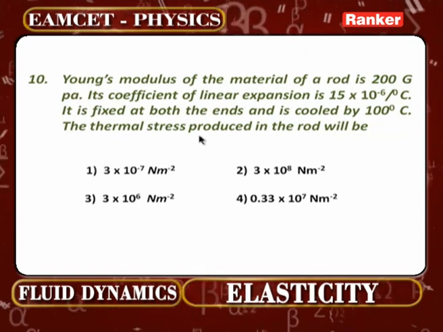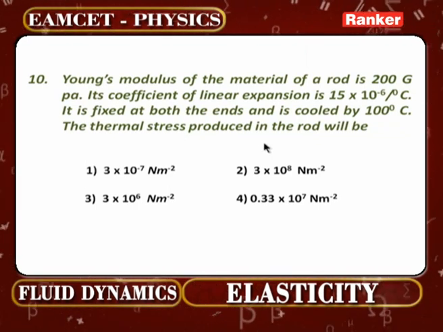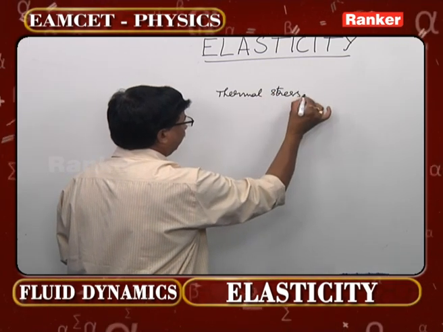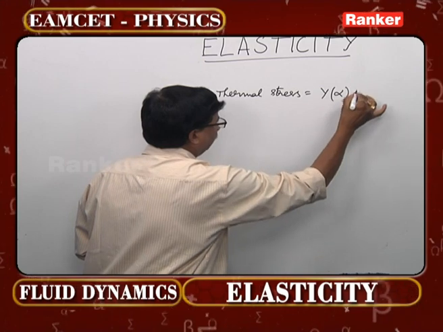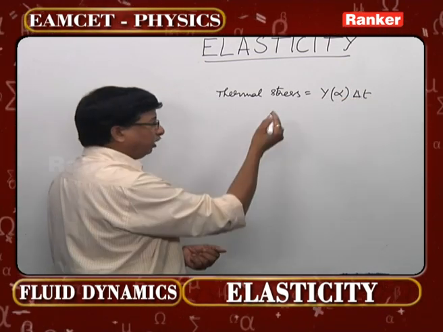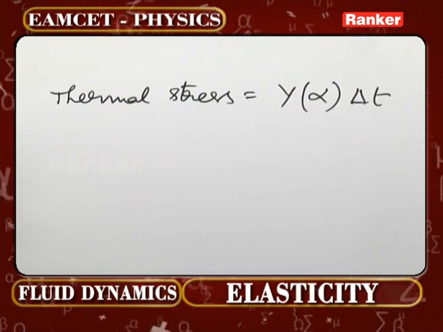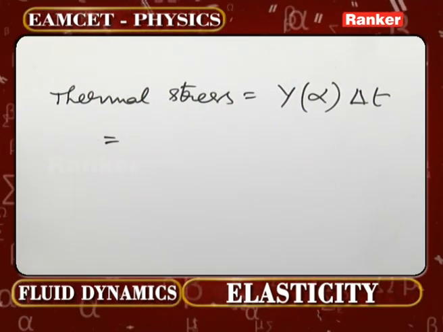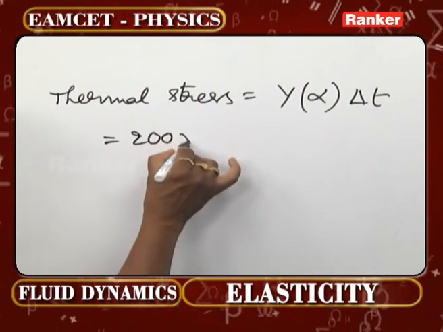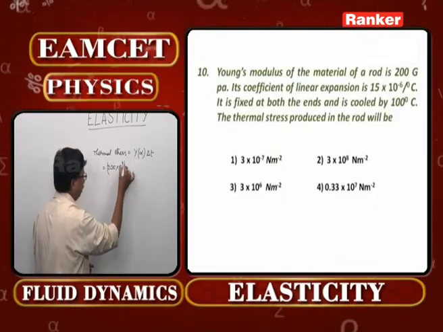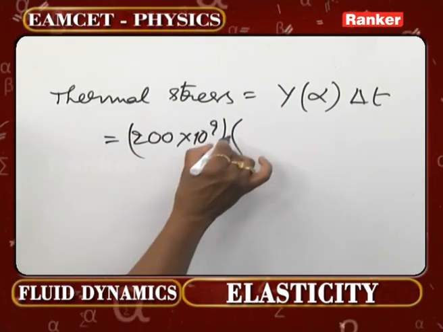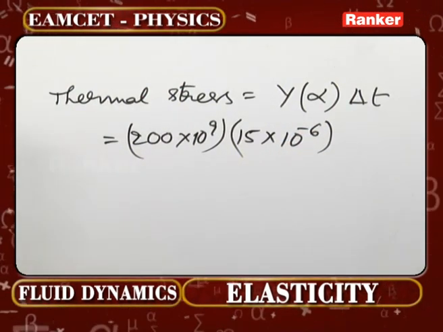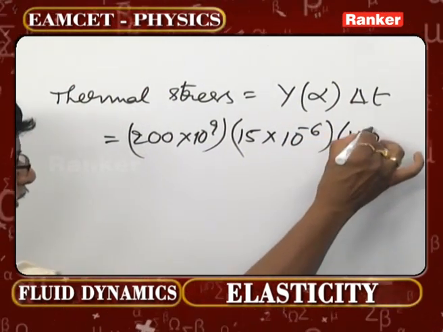The thermal stress produced in the rod will be, all of you can understand directly, thermal stress has a direct formula, Y alpha delta T. Y for Young's modulus, alpha for coefficient of linear expansion, delta T for the variation in temperature. What is Young's modulus that has been given? 200 giga, that is 10 power 9, into what is the value of alpha that is given? 15 into 10 power minus 6, into what will be the variation in temperature in this case? It is exactly 100.